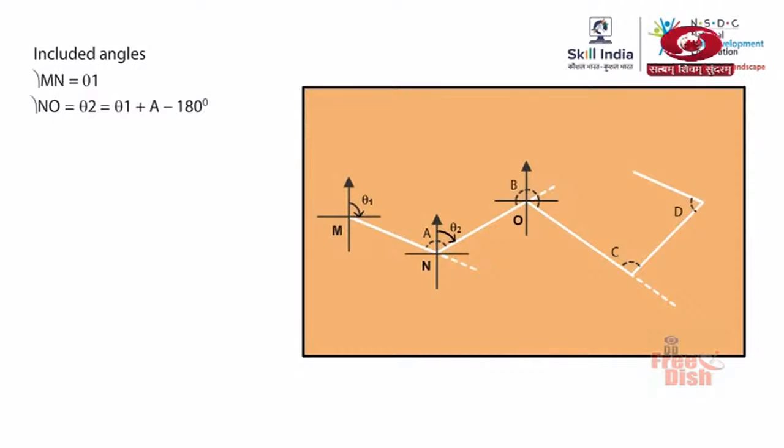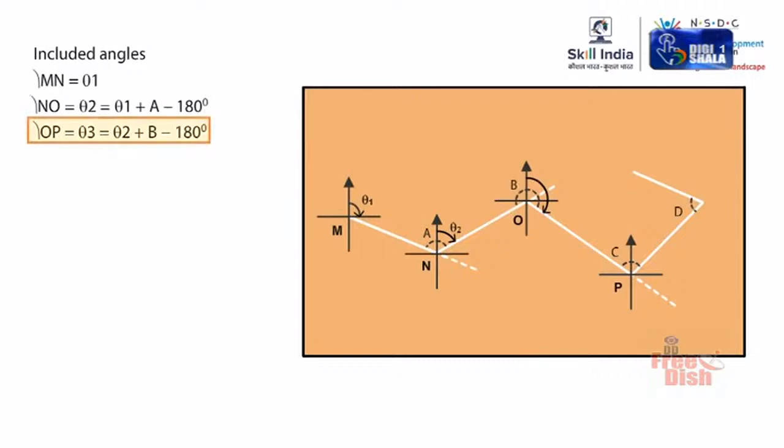Similarly, the bearing of the next survey line OP, that is theta 3, is equal to theta 2 plus B minus 180 degrees.